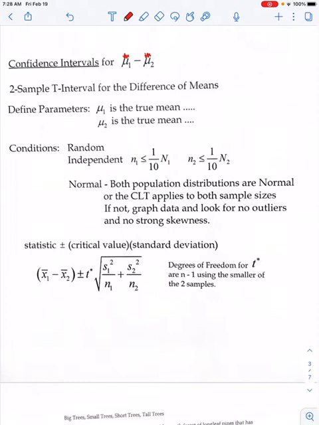You're going to define your parameters. Mu sub 1 is the true mean ounces in large cups at this fast food restaurant. And mu sub 2 is the true mean ounces in medium cups at this fast food restaurant.